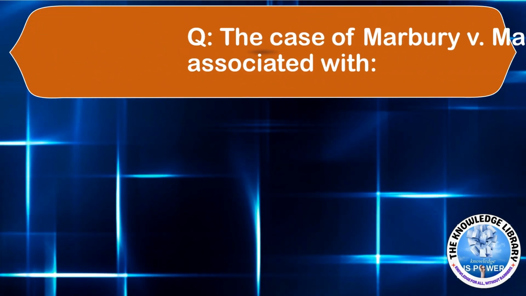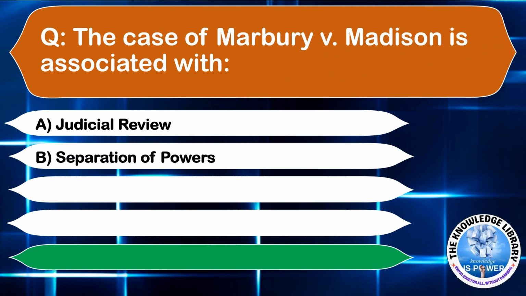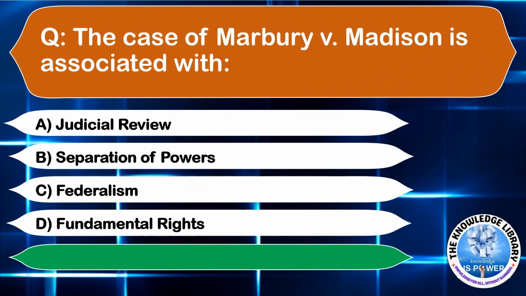The next question is, the case of Marbury versus Madison is associated with option A, judicial review, option B, separation of powers, option C, federalism, option D, fundamental rights. Answer is option A, judicial review.